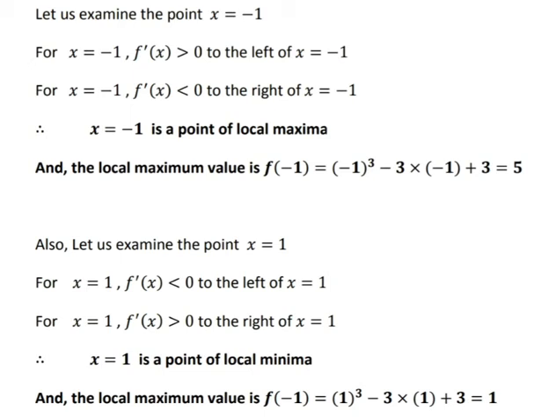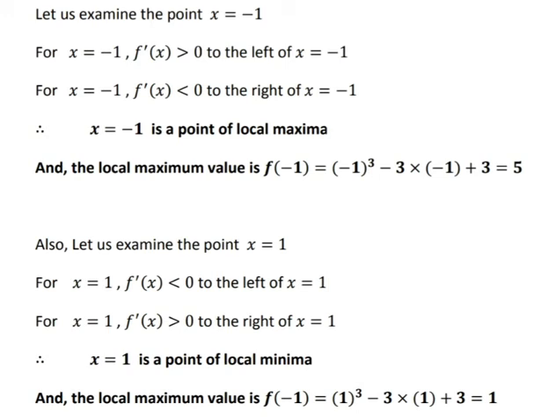And if you take a number just greater than minus 1, and you substitute that number in the expression of f prime of x, you'll find that f prime of x is less than 0, which means that the slope of the tangent is less than 0. So here what we observe is the slope of the tangent changes from greater than 0 to less than 0.